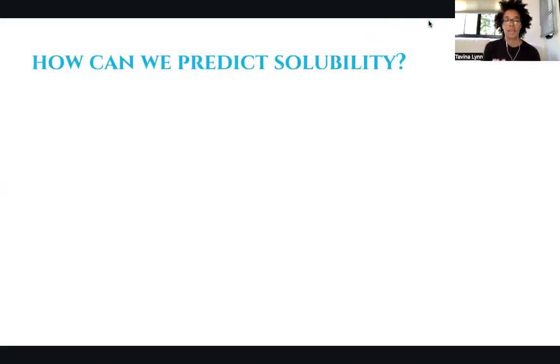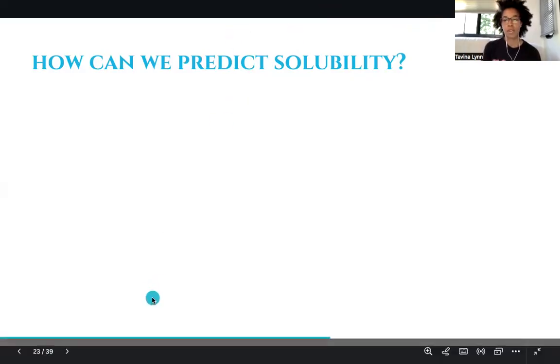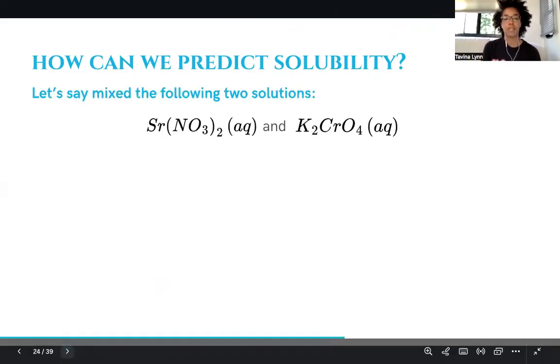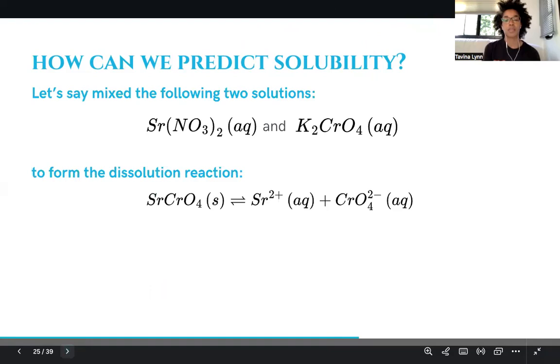So we want to answer the question of how can we predict solubility? Let's say we mix these two solutions together, strontium nitrate and potassium chromate, and they form this dissolution reaction, right? Where strontium chromate is a solid, and there's this equilibrium between the precipitation of strontium chromate solid and its dissociated ions.